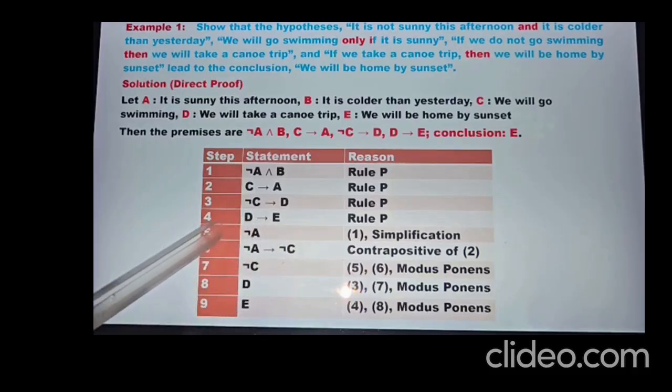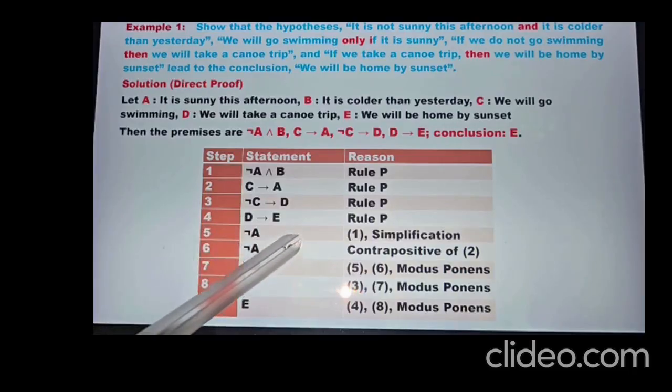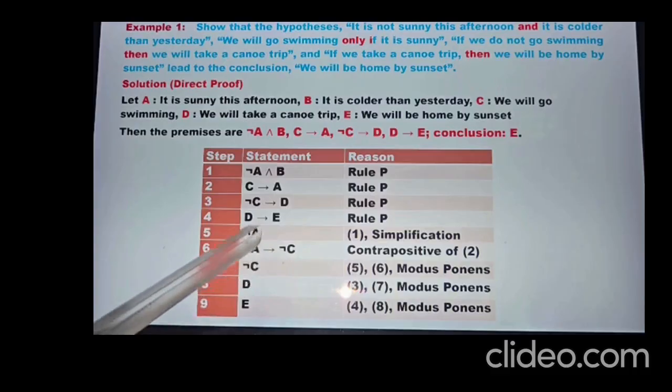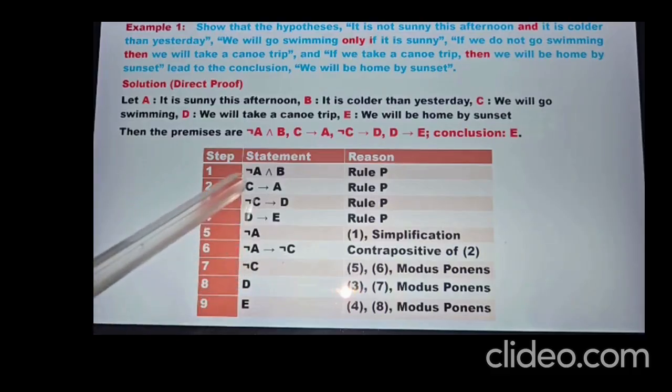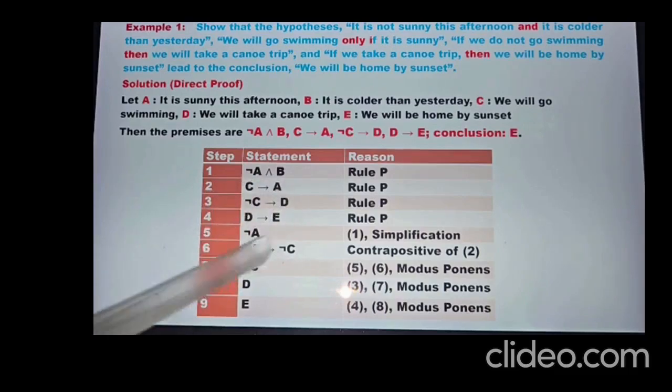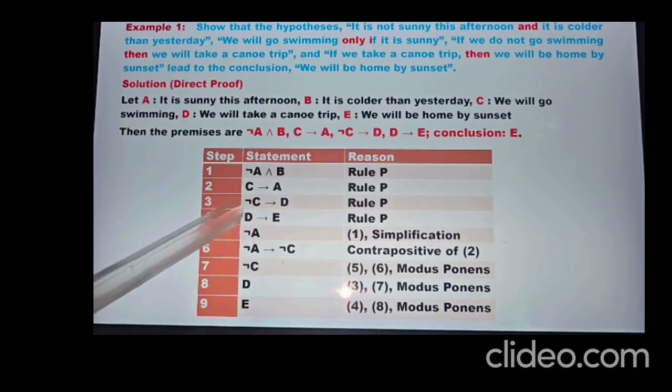Negation A is true in step number 5 and negation A to negation C in step number 6. By applying modus ponens for these two steps, I get the answer as negation C is true. Again, in step number 7, I combine it with step number 3, negation C to D, and I get the answer as D is true. That is in step number 8. And then D to E is true in step number 4. Again, I apply modus ponens for these two steps. I get the answer as E is true, which is the conclusion we want.